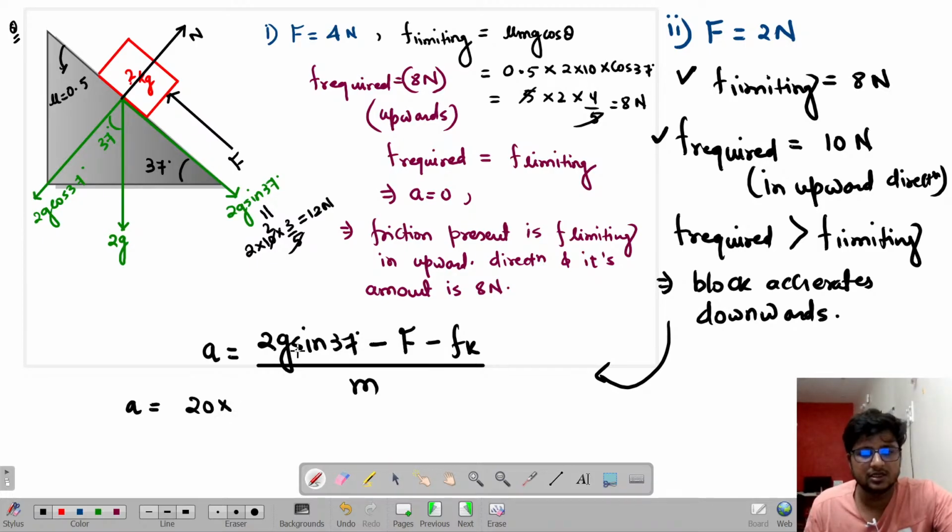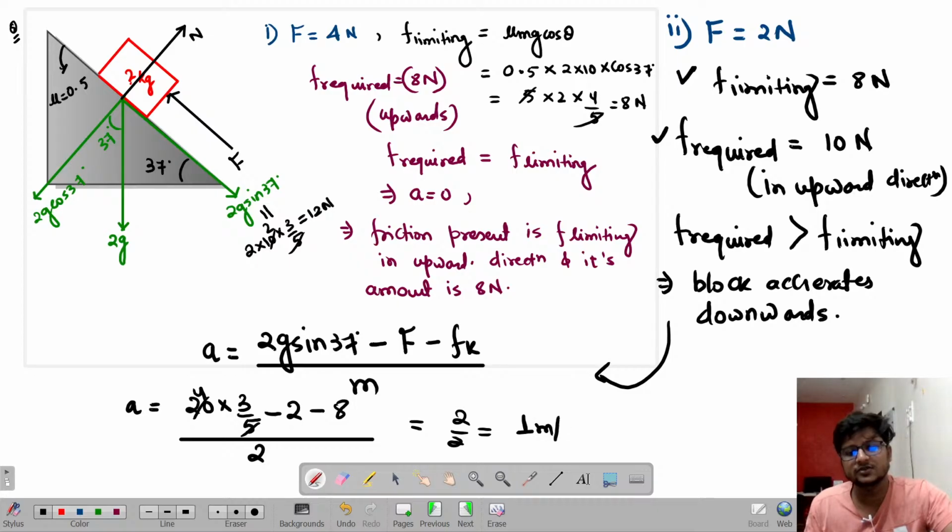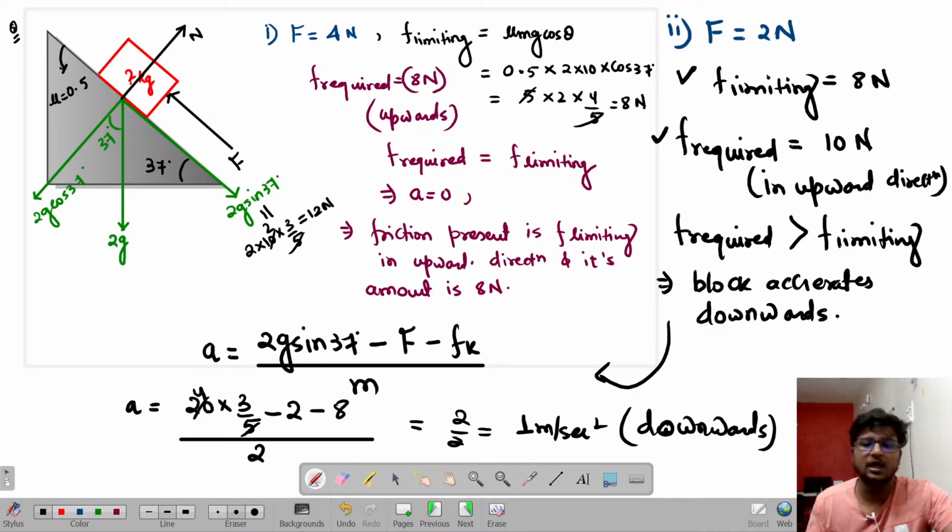So this will be how much? 20 sin 37 is 3 by 5. Force applied at that time is 2 Newton, and kinetic friction will be the same as limiting friction if mu s is equal to mu k. So this is how much? 8 Newton in the downward direction, and how much mass is moving? That mass is 2 kg. So I can find the acceleration. 5 4s are 20, 4 3s are 12, minus 10, which is 2 by 2, and that is 1 meter per second square. In which direction? Downward direction. Is that clear? Are you able to get me or not?